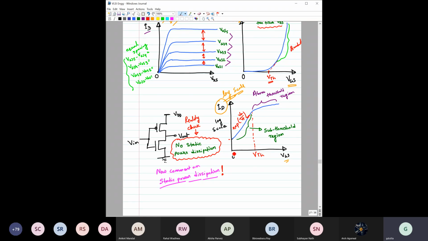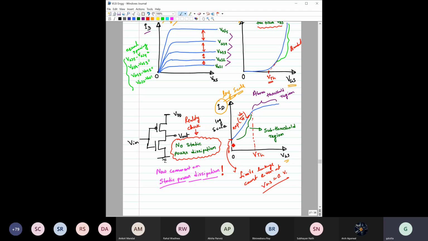So as you change this, it will change exponentially, and even at 0 volt the current would not become equal to 0, because in log scale you cannot show 0. So obviously this is not a 0. You have to see the finite leakage current, even at VGS equal to 0 volt. So even if VGS is equal to 0 volt, you have some leakage.